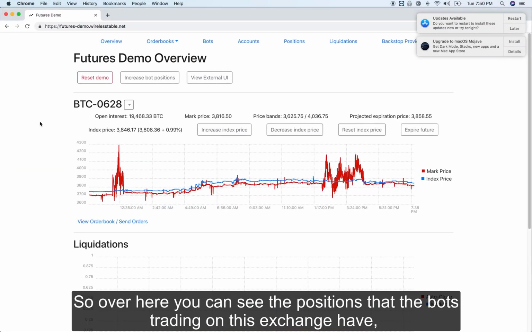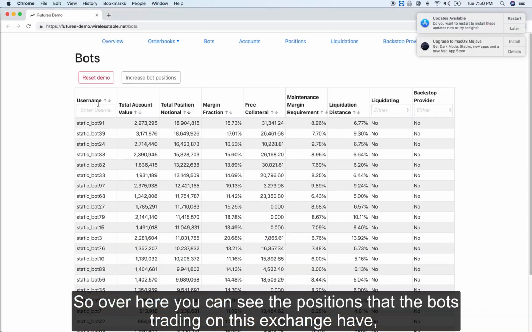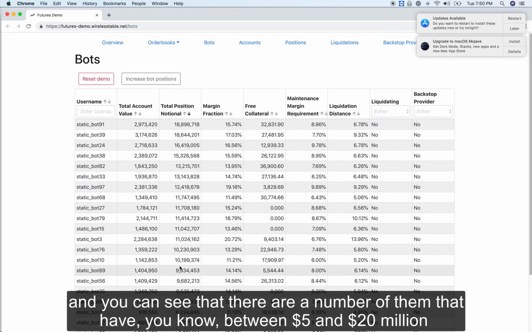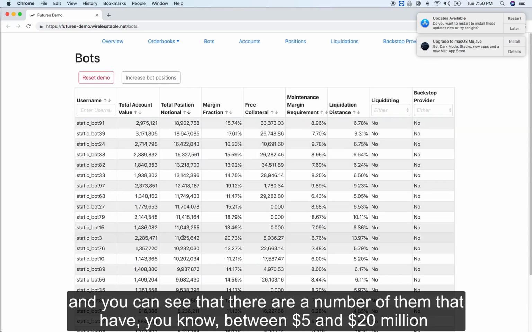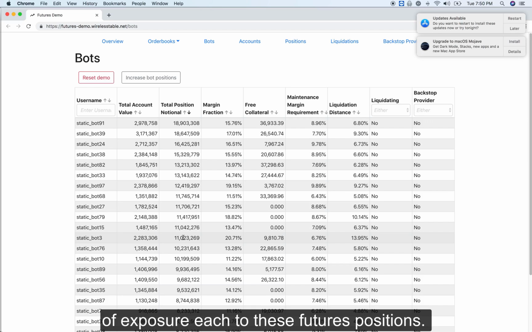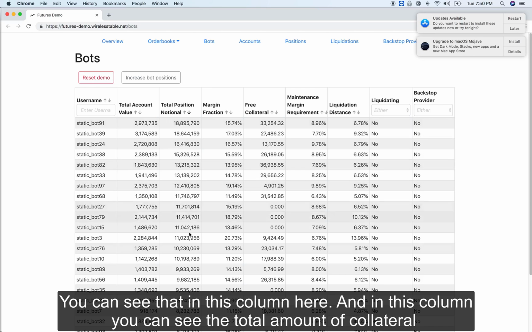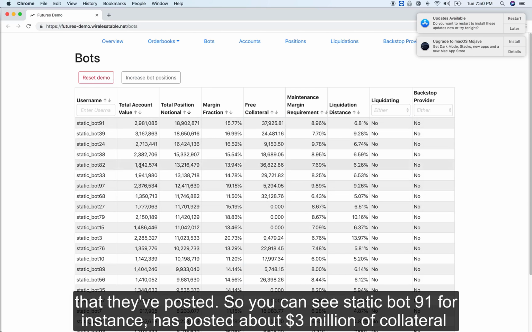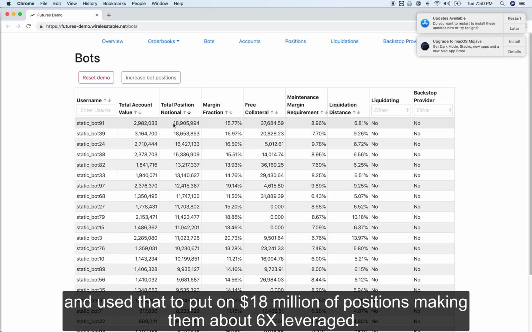Over here you can see the positions that the bots trading on this exchange have. And you can see that there are a number of them that have between $5 and $20 million of exposure each to these futures positions. You can see that in this column here. And in this column, you can see the total amount of collateral that they've posted. So you can see StaticBot91, for instance, has posted about $3 million of collateral and used that to put on $18 million of positions, making them about 6x leveraged.